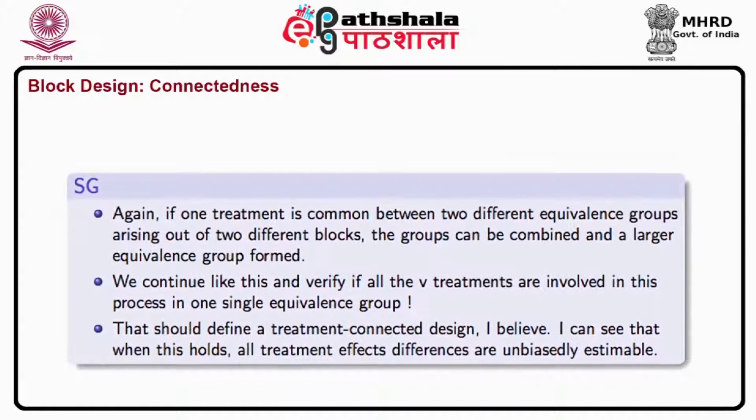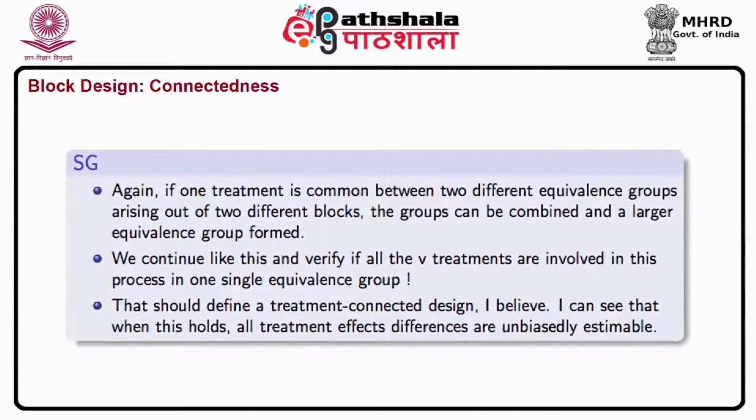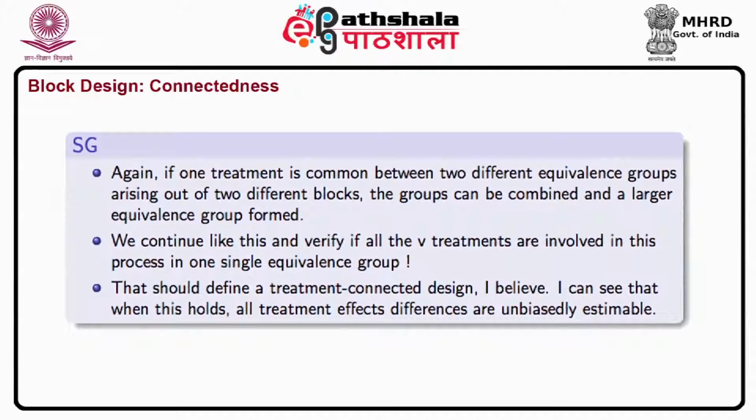So if there is any treatment which is common to two blocks, through that common treatment the two connected groups can be merged together, and we can have a bigger equivalence group. Yes, sir. And we continue like this and verify if all the v treatments are involved in this process in one single equivalence group. Very good. That should define our treatment connected design, I believe. I can see that when this holds, all treatment effect differences are unbiasedly estimable.